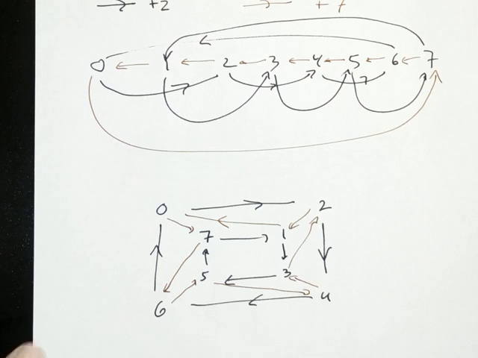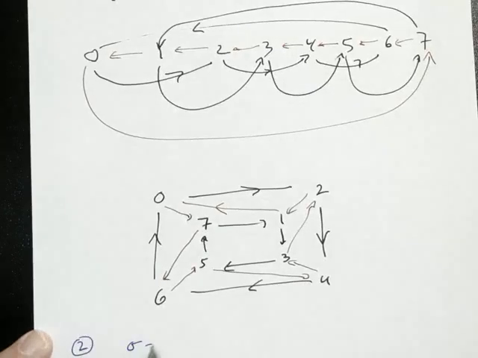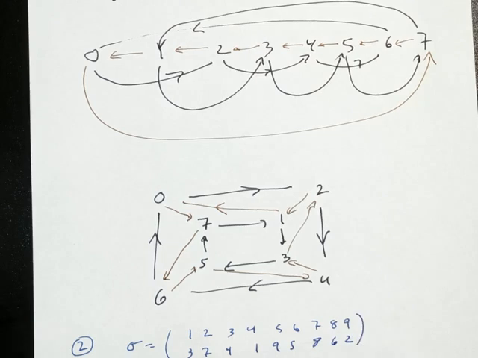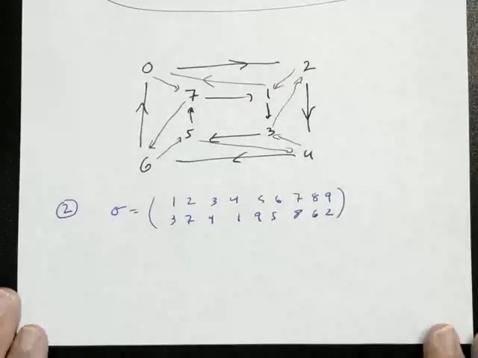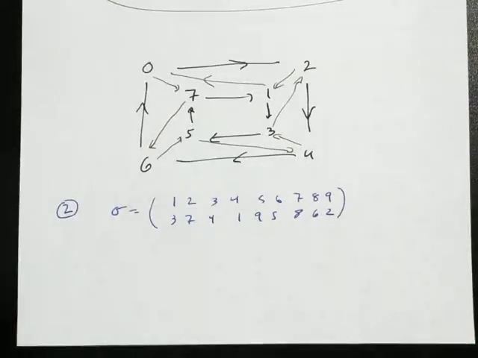Okay. The second question gives me a permutation in S9. And it gives it to me in 2-row form. 3, 7, 4, 1, 9, 5, 8, 6, 2. So there's the 2-row version of the permutation sigma. So far, so good? First question, what are the orbits? How do I find orbits?